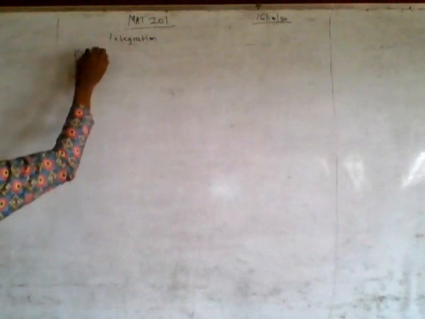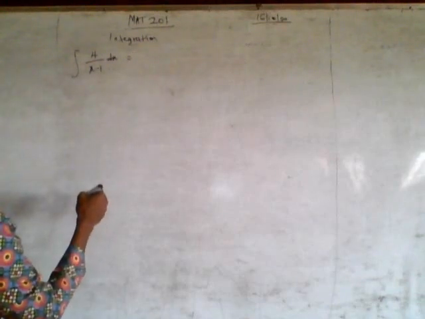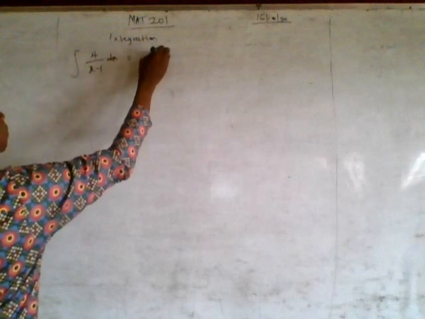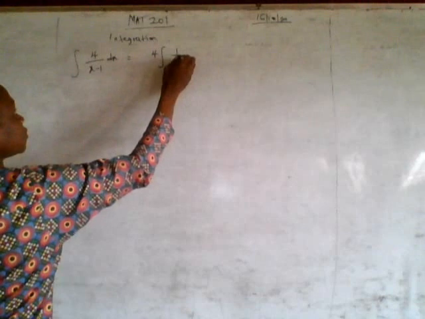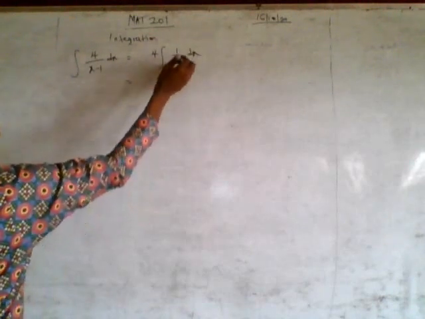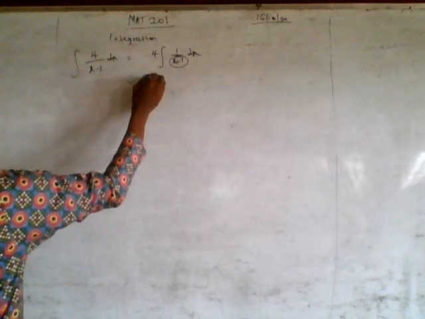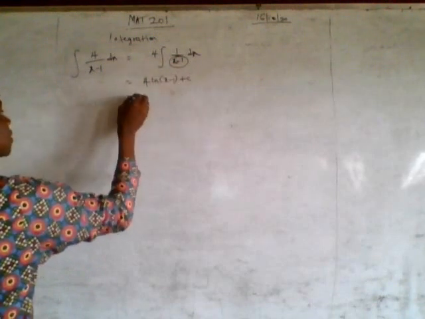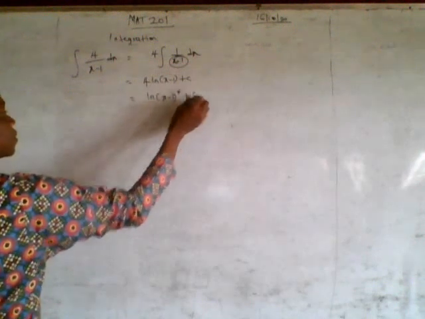With respect to x. Alright, let's see this. The same approach I can bring out is to have 4 times the integral of 1 over x minus 1 with respect to x. So differentiating the denominator gives us exactly the numerator. So that means we have 4 ln of x minus 1 plus c. This is also ln of x minus 1 raised to the power 4 plus c.